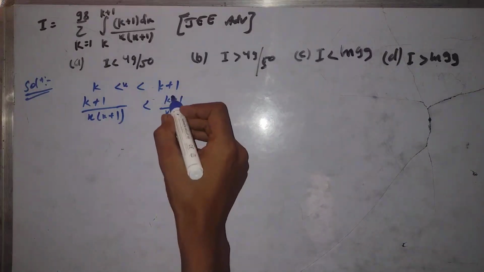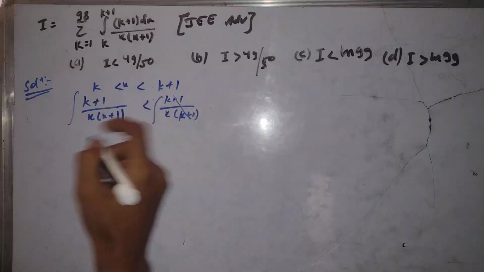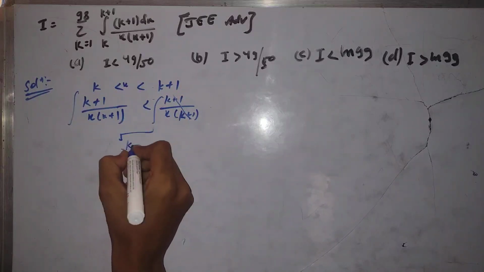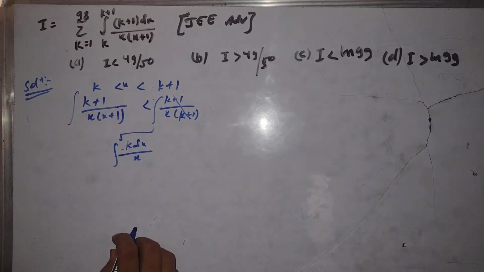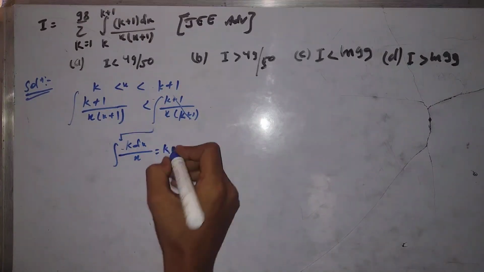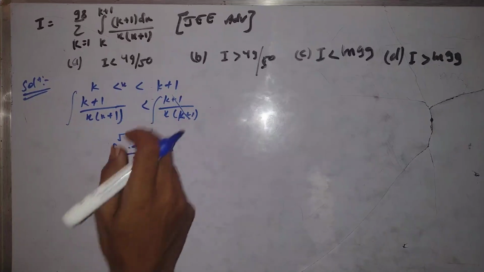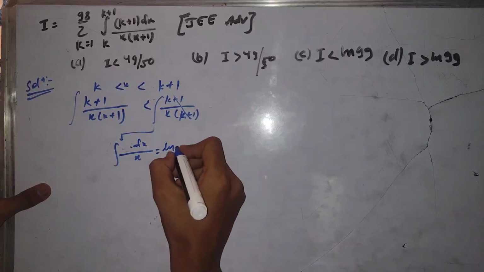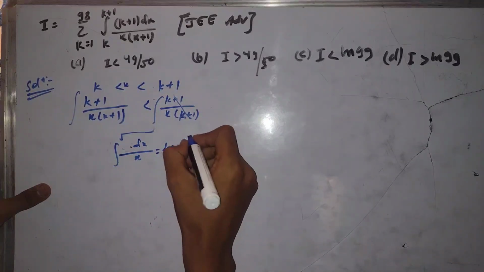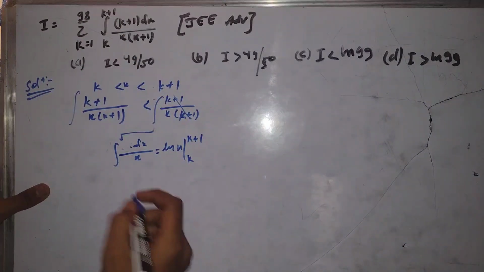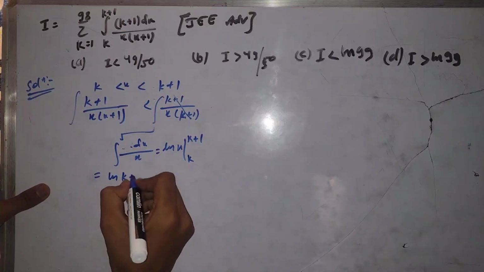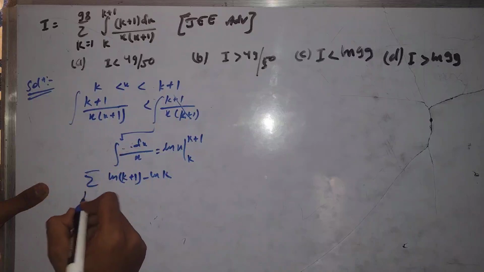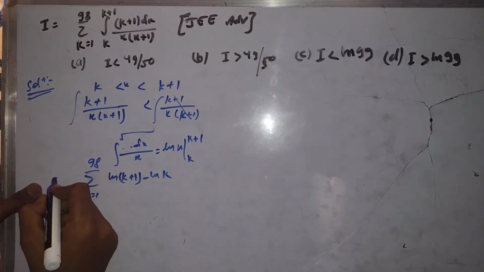And what I'm doing is I'm just getting this cancelled here, and I'm integrating this both sides. So here it comes out to be the integral of dx upon x, because k plus 1 is actually cancelled here. So this will be ln x, and the limit would be again from k to k plus 1 as given in the problem. So we can write this as ln k plus 1 minus of ln k, and this was I. And this is from k equals to 1 to 98. This is this relation.